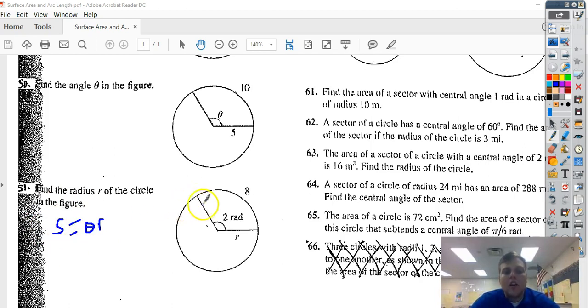So I know I want to use this formula instead of the other S. Okay? So I know the arc length, it's 8. So I can say 8 is equal to 2, that's my angle, times R. I don't know what R is. So then I need to divide both sides by 2 to get R by itself. And I get that the radius is length 4. Okay, let's do one more on arc length together here.